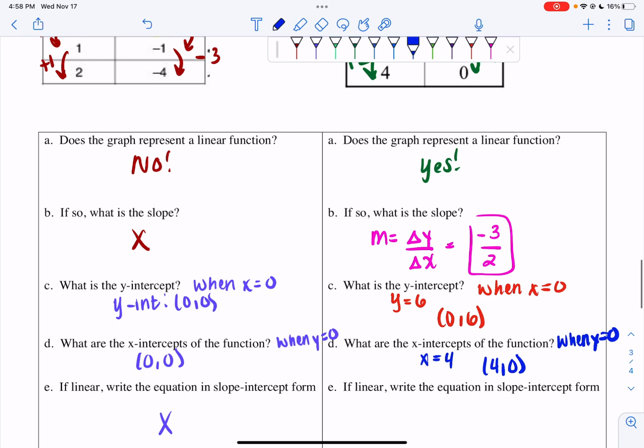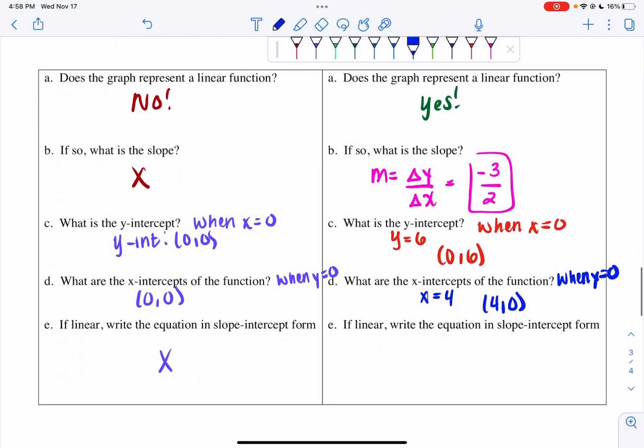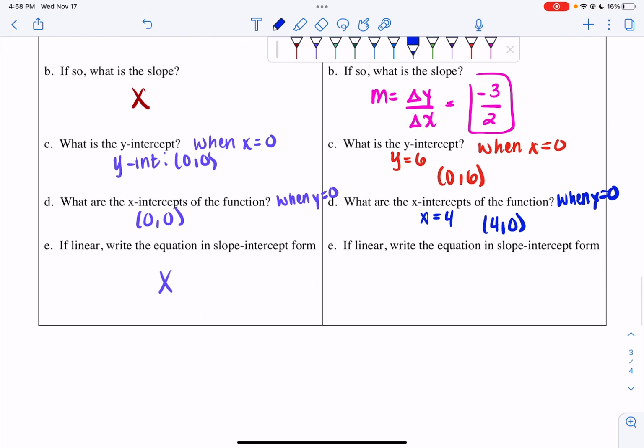And then, since it's linear, we're going to write the slope-intercept form equation. So we know y equals mx plus b. We know our slope is -3 over 2, and our y-intercept is 6. So my equation is y equals -3 over 2 x plus 6. And that's our final answer.